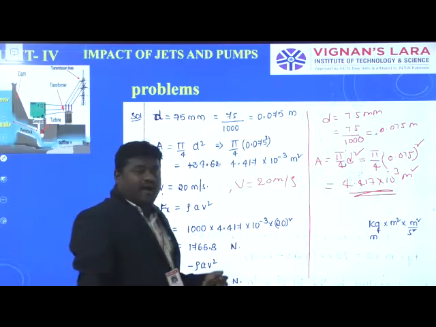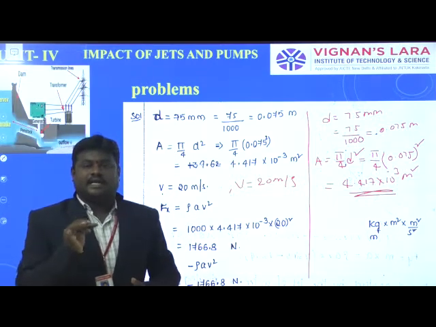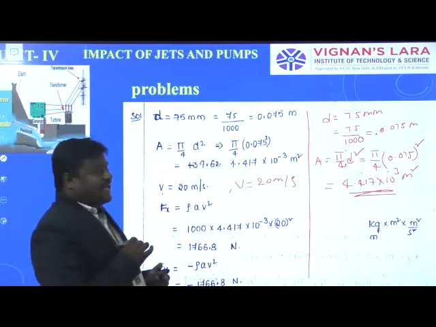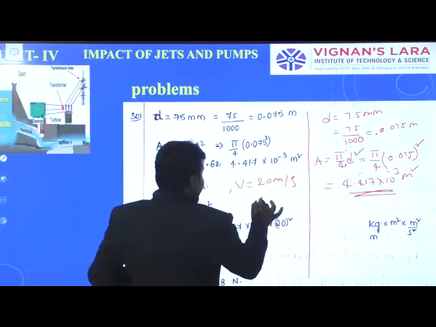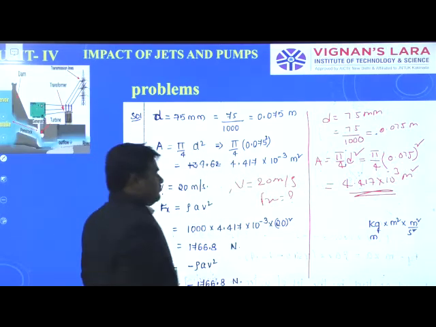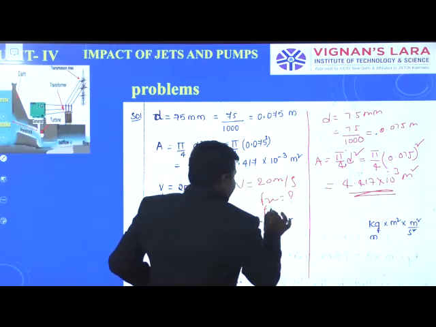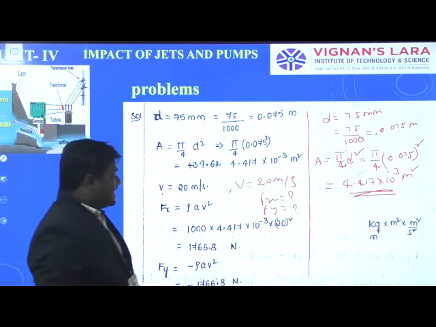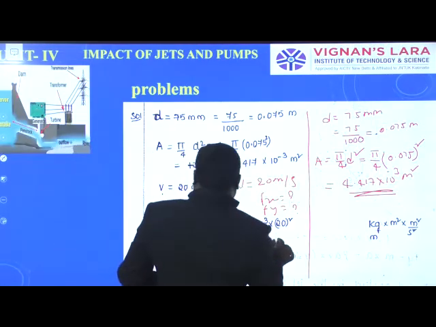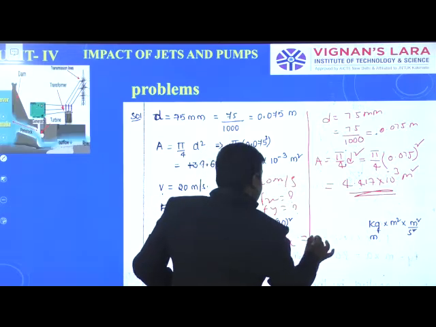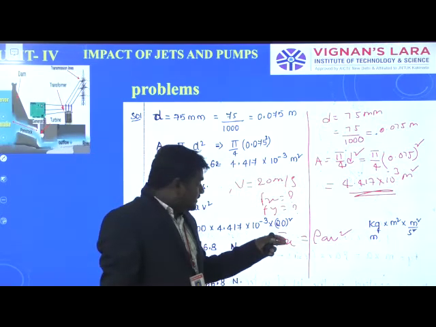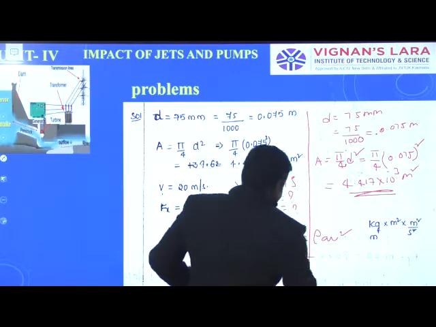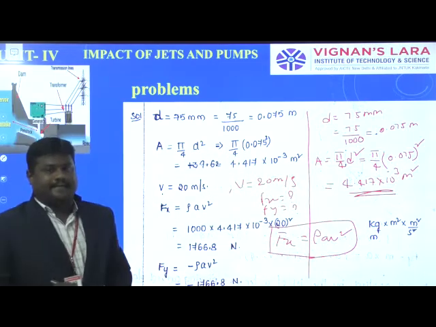So what we have to find here is Fx, the force in the x direction, as well as the Fy value. What is the formula for Fx? The force in x direction is rho a v square. In the previous classes I already told you that is the formula for the force in x direction on a stationary plate.